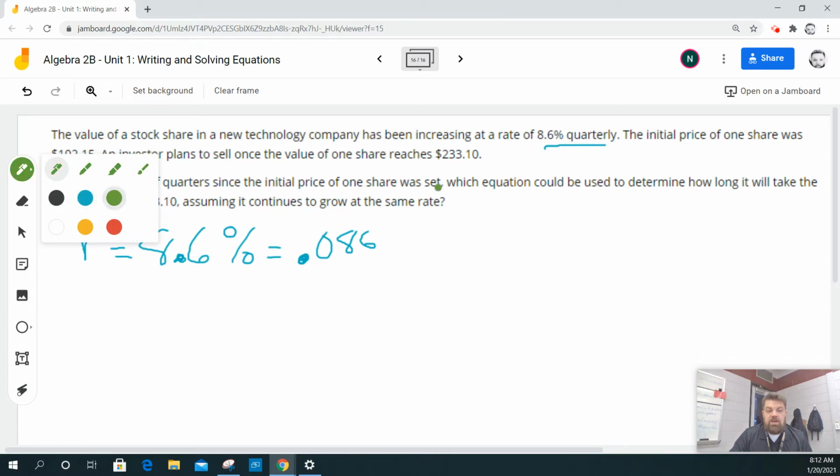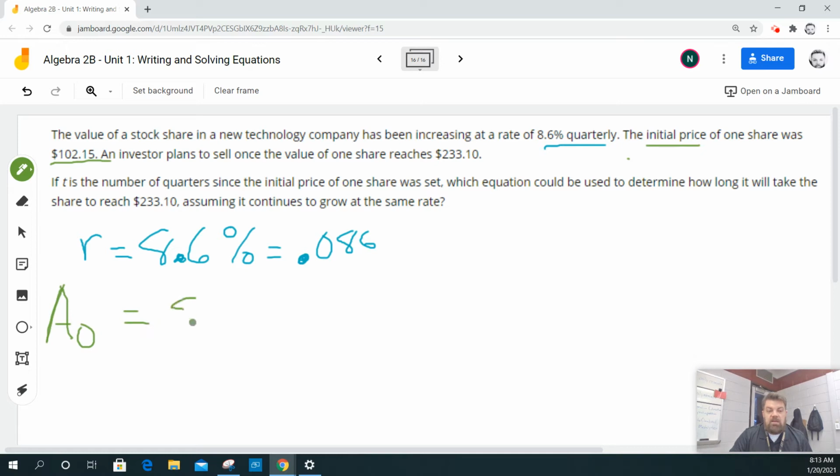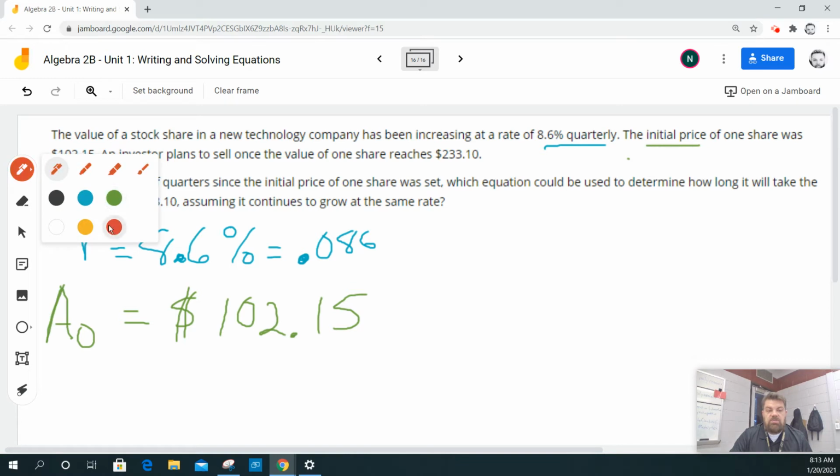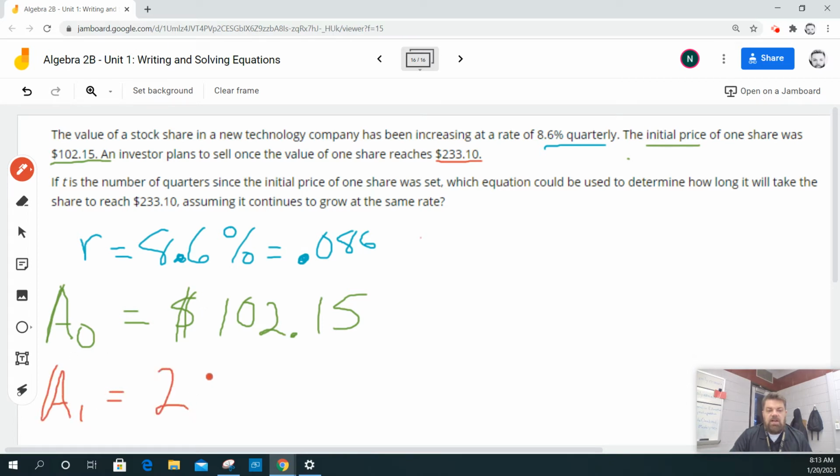And then it says, oh, I like this. This one just comes right out and says that the initial price of a share was 102.15. Then it says the investor plans to sell once the value of one share reaches 233.10. That's a weird way to say that. So that's the final amount. And so I guess we're going to have to solve this.